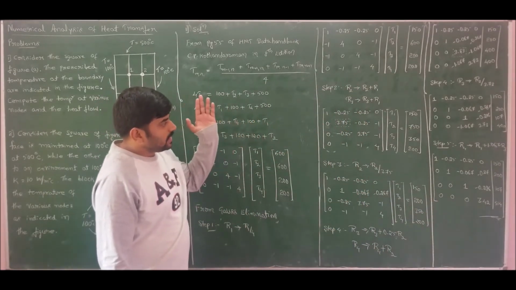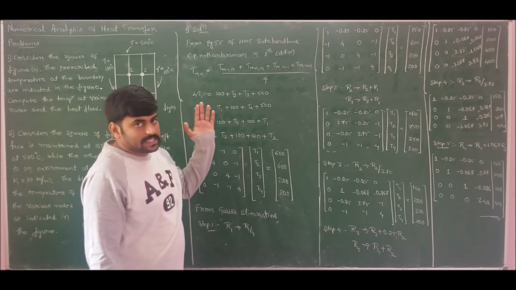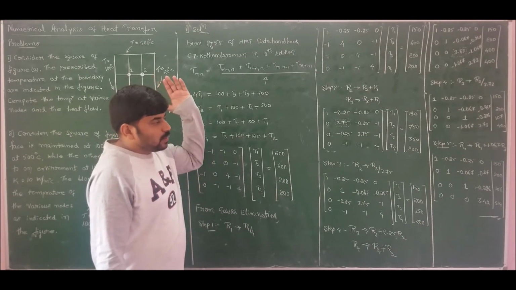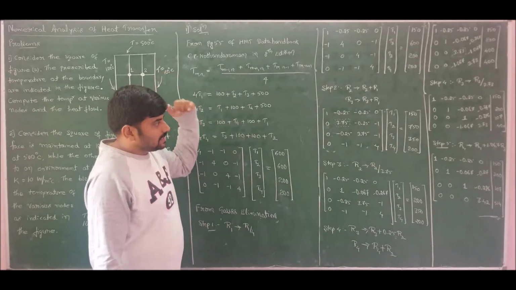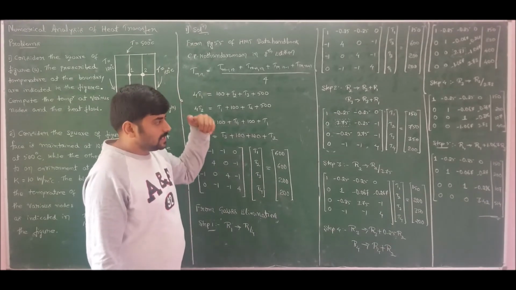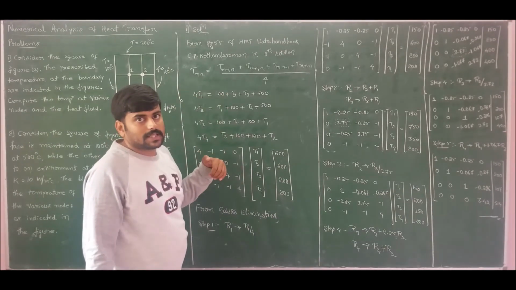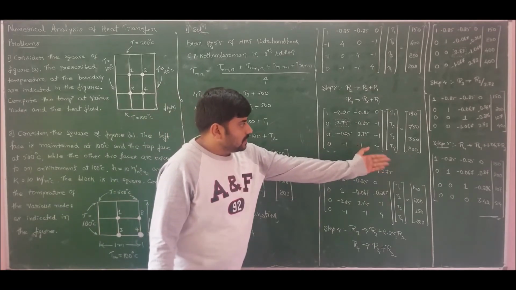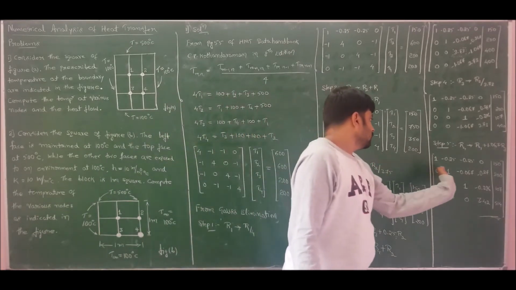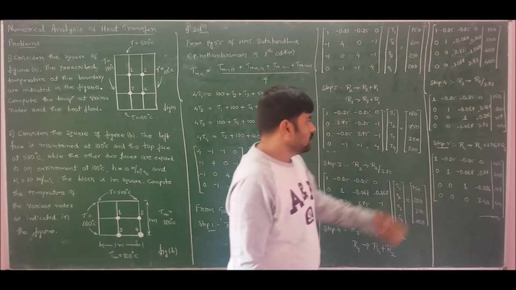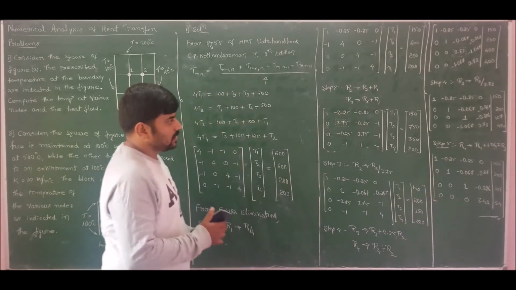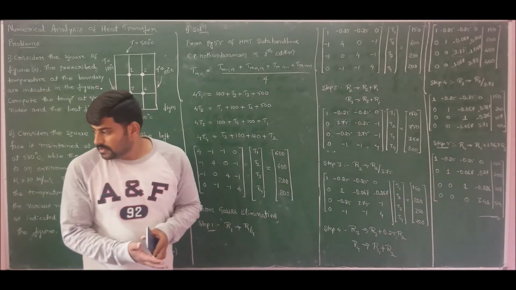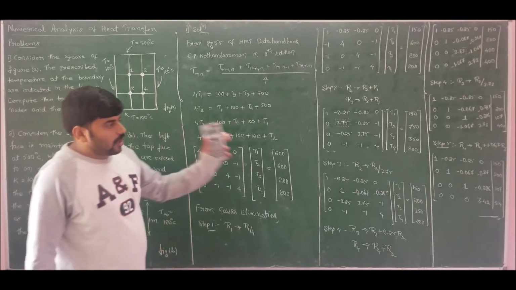Just make A11, A22, A33 unity, and below A11 make all the elements 0, below A22 make all the elements 0, below A33 make all the elements 0. So finally you will get the matrix, which is an upper triangular matrix, which can be easily solved by back substitution. So we have done forward elimination.